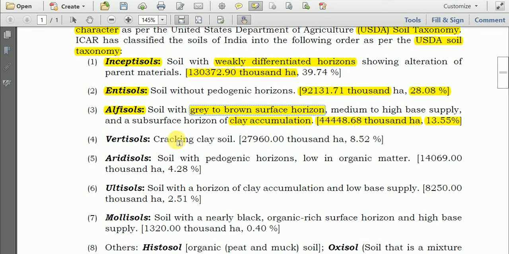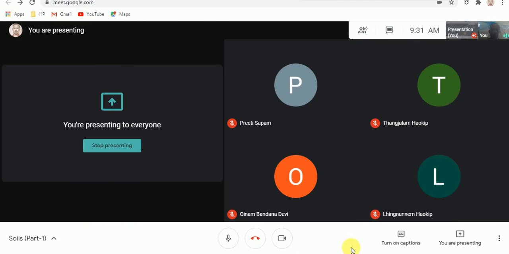Next we have these Vertisols, which means cracking clay soil. The Vertisol description is cracking clay soils. It covers an area of 27,960,000 hectares, which is 0.52%. So let us see Vertisols.